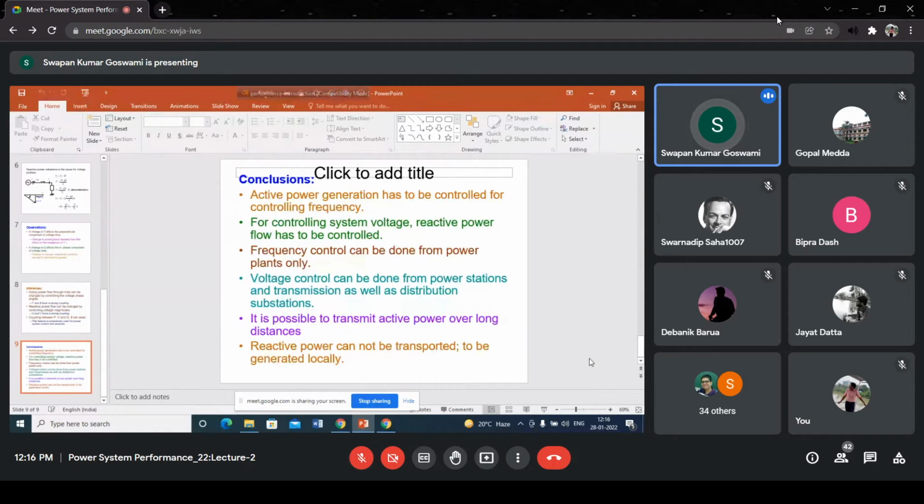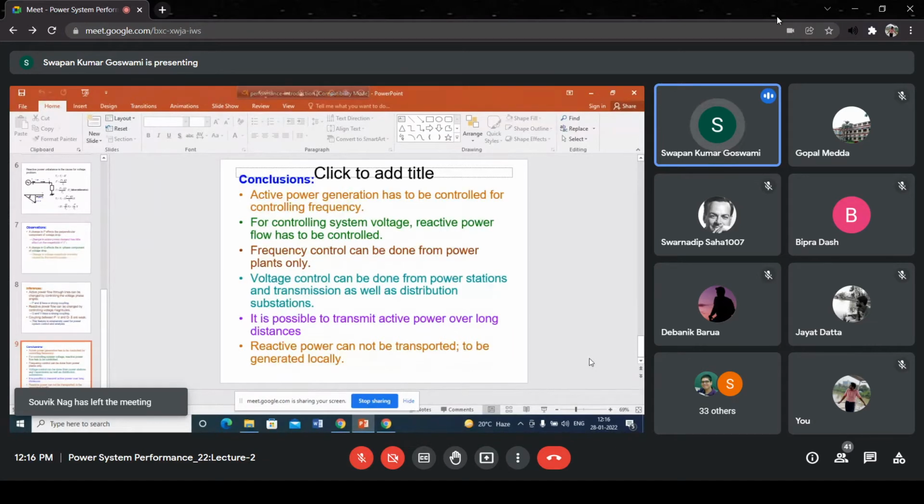And finally, regarding this topic we are discussing, active power generation has to be controlled for controlling frequency. We have seen why. Because for frequency change, the active power unbalance between the generator input and generator output is the responsible factor. That's why active power generation has to be controlled for controlling the frequency.